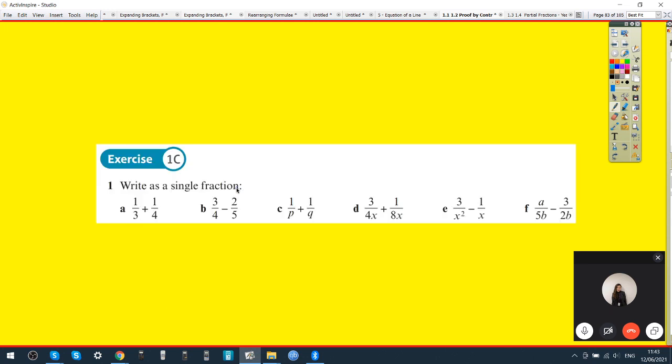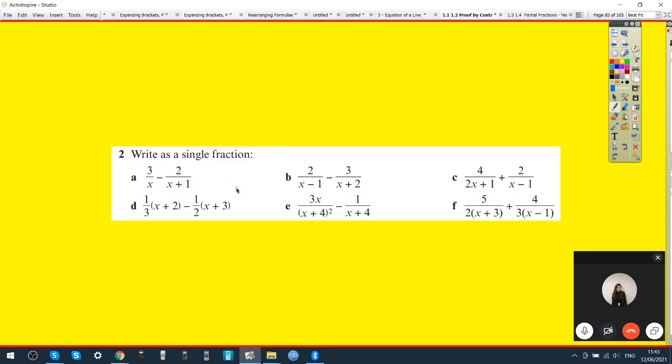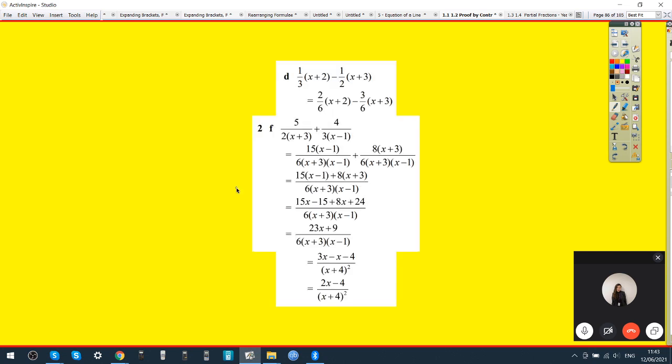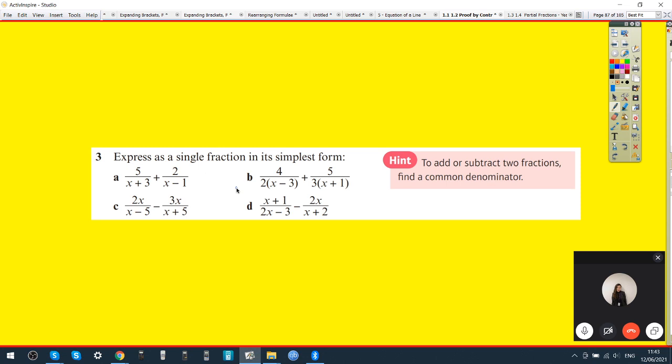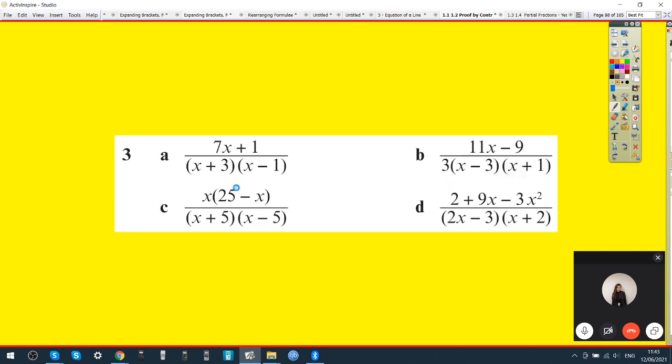Write as a single fraction. You'll be alright. Write as a single fraction. Looks good. Maybe just do exam stuff.